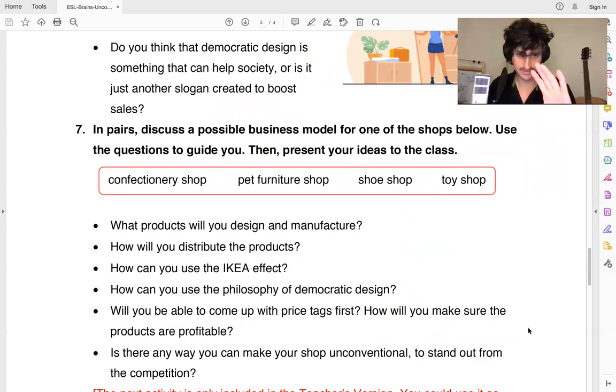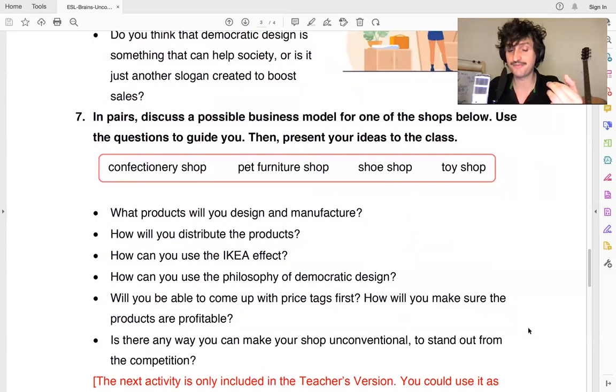You don't have to create the best business model. The important thing is for you to use the vocabulary. Because if it's a real business, you're going to need time to design the perfect business model. Right now, you just want to use the vocabulary. So think about what products will you design and manufacture. How are you going to do it? How will you distribute the products? Distribute, how will you send them to different places? Are you going to be a wholesaler or retailer? Do you want to sell to consumers? Do you want to sell to other shops?